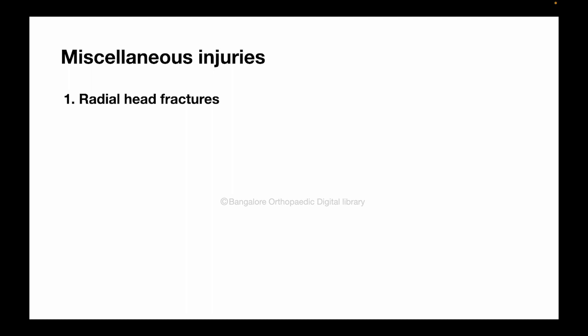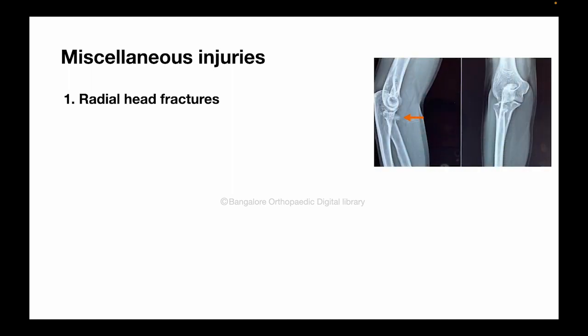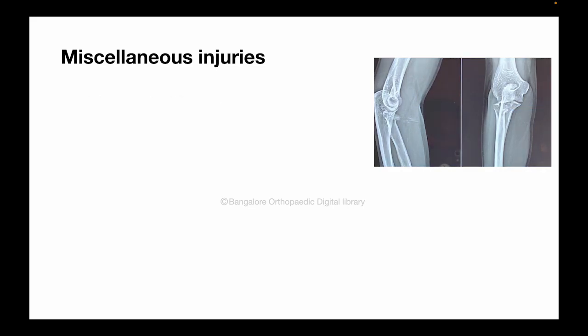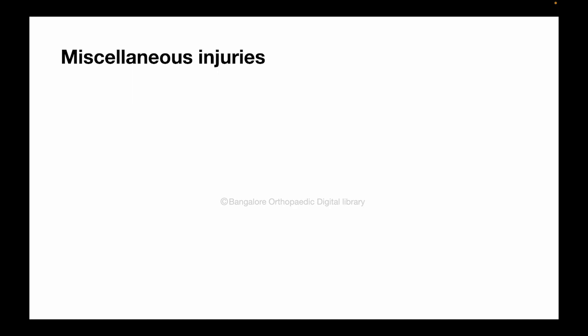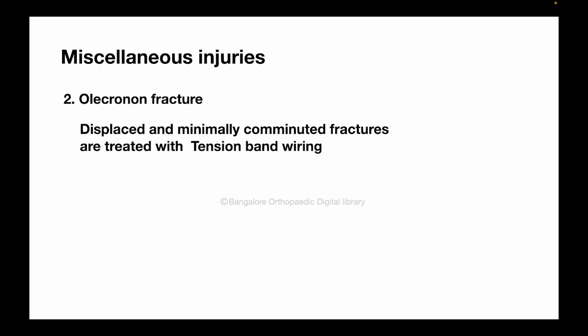The radial head and neck fractures are usually treated non-operatively unless there is a significant displacement or excessive comminution, where it can either be fixed or replaced. A displaced olecranon fracture is treated by tension band wiring, where the tensile forces are converted into compressive forces and aid in early mobilization and fracture healing.